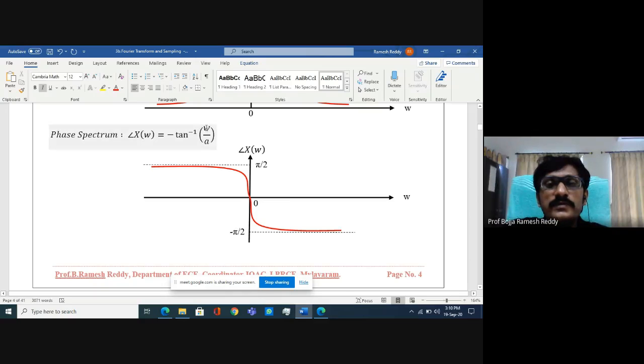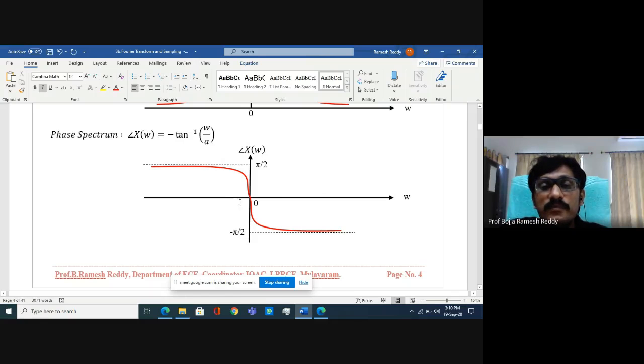Suppose omega is a very large value, infinity, let us assume, very, very high. If omega is infinity, tan inverse of infinity by a is tan inverse of infinity, which is 90 degrees. But the minus sign is there, so minus 90. Minus 90 degrees is the minimum angle of this phase spectrum.